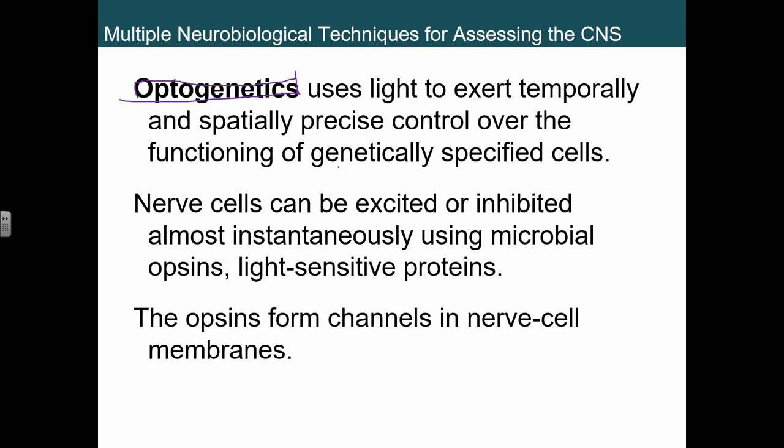So then you're thinking, well, how am I getting light into my brain, right? That's the next problem. So how you do that is you cut a hole in the skull and you stick in a fiber optic cable, and then you zap a laser through that fiber optic cable, and then it'll cause those ion channels to open or close. It's pretty amazing.